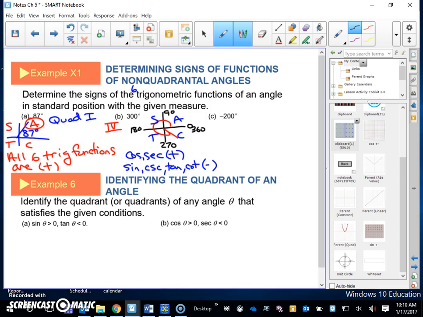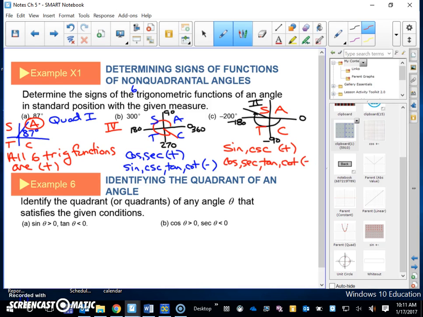Then the next one, part C, we've got negative 200. Now it's tricky because we have to go around backwards. That's what that negative means. So here would be negative 90, here would be negative 180. That means that negative 200 puts us about right there. It looks like we're in the 2nd quadrant. All students take calculus. So it's S for students, S for sine, and its reciprocal cosecant are positive. That means that the other 4, cosine, secant, tangent, and cotangent, are negative.